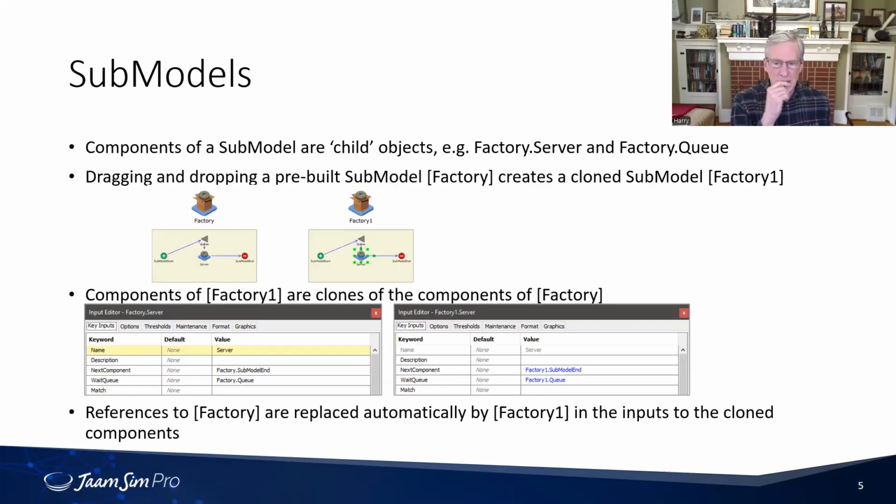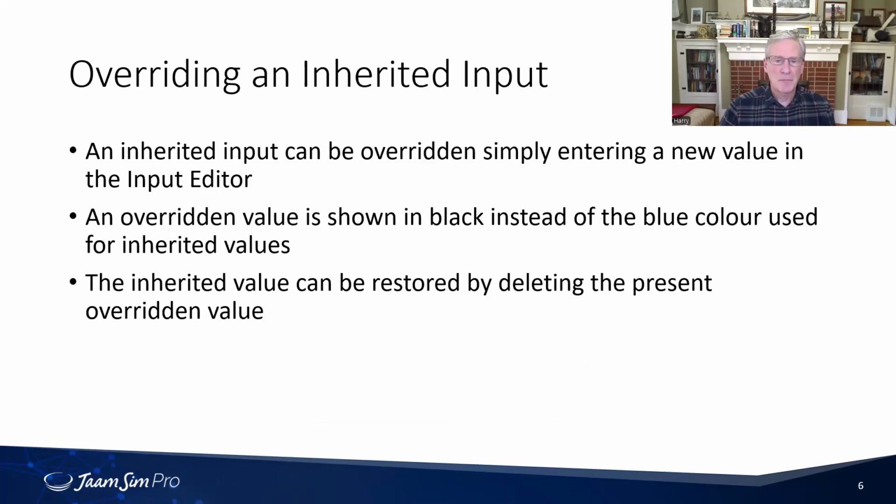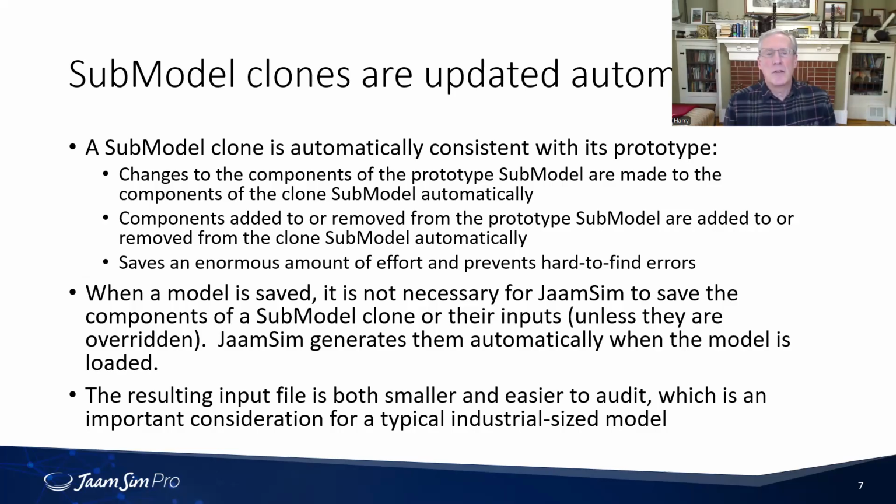I'm getting ahead of myself. You can also overwrite the inputs to the clones by just entering a value in the input editor. Those inputs are shown in black instead of blue to remind you that they're overwritten values. And if you want to go back to the inherited value, just delete the value in the input editor, and the blue inherited value will reappear automatically. So this whole system ensures that the clones are automatically consistent with the prototype. If you drag and drop a new entity into the prototype factory submodel, it'll automatically appear in the clone. If you move the objects around in the prototype, they'll be moved around immediately in the clone.